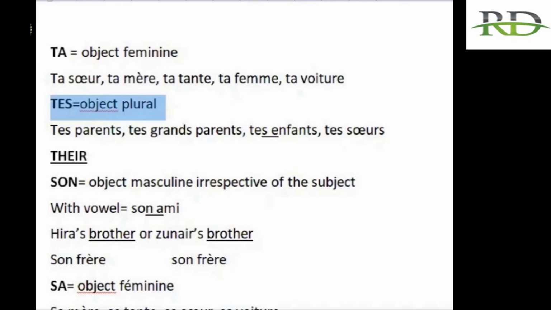Okay, sans, sa, and then say. For example, sans frère. Now here one more thing to be noted. If I say Hira's brother, or if I say Zunair's brother, I'm not going to change the gender because of Hira or because of Zunair. That's not my concern. My concern is brother, whosoever it belongs to, but brother is the object. So because of that reason, I'm going to choose son. Don't ever do this, like if it's Hira's brother, you are going to use sa. No, that would be wrong.